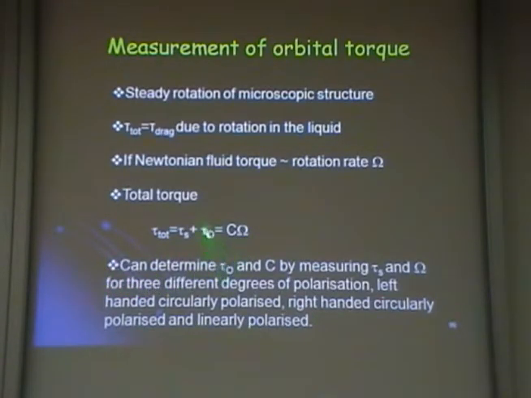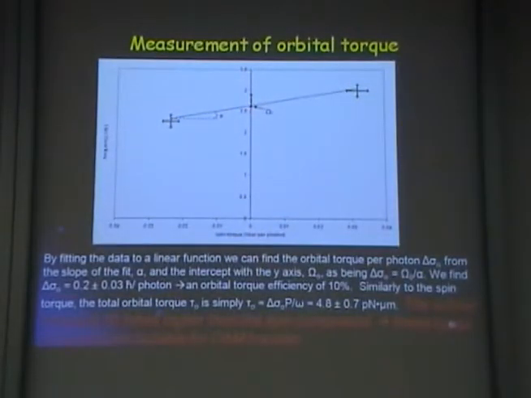So now I can determine the orbital angular momentum and this constant by measuring the spin angular momentum and omega for three different polarizations: left-handed circularly polarized, right-handed circularly polarized, and linearly polarized light. Okay. So these are the three measurements which I made, and if I fit the data to a linear function, we can find the orbital torque per photon, delta sigma 0, from the slope of the fit. And then alpha from the intercept with the y-axis, and omega 0; delta sigma 0 is then omega over alpha.